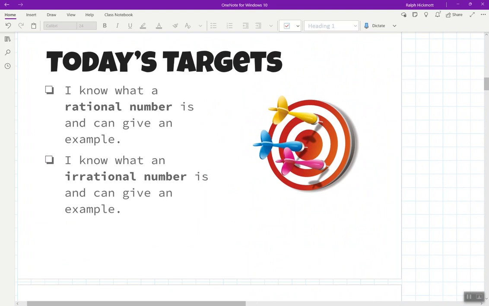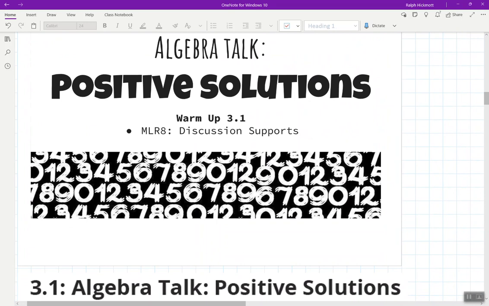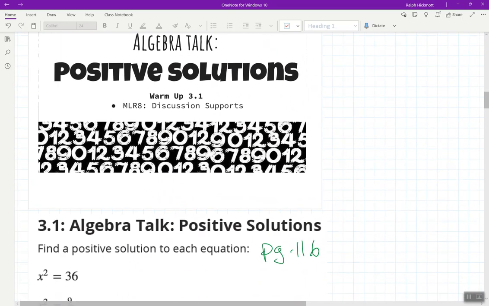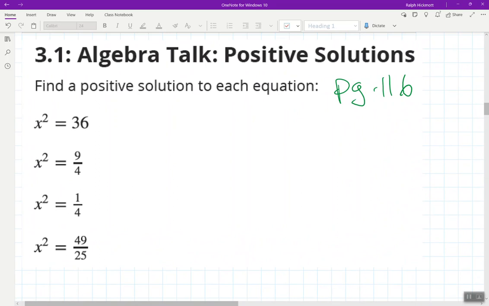So let's see if we can get this into some context. We're going to go to section 3.1 on page 116. To start off, we're going to look at 4 equations. What I want you to do is take a moment and answer each one of these 4. How can you figure out what x is going to equal? What x will be to get the number that it is equal to. It says find a positive solution to each equation. Just give me a value of x that makes each of these equations true. Feel free to work with your shoulder buddy or the people around you, but go ahead and pause this video and we'll come back together to discuss in a moment.